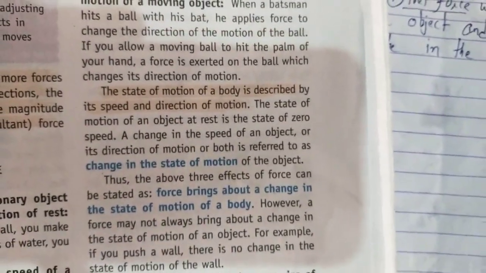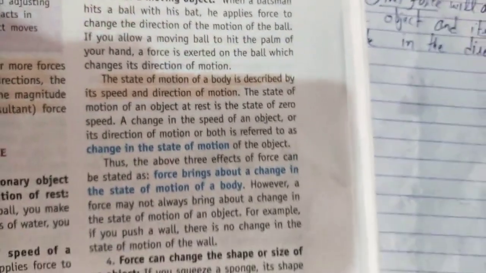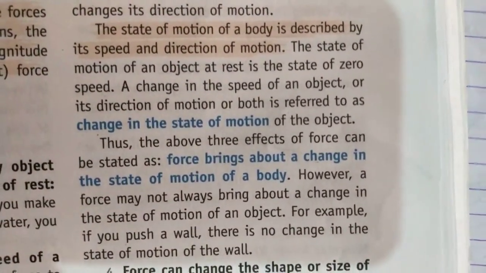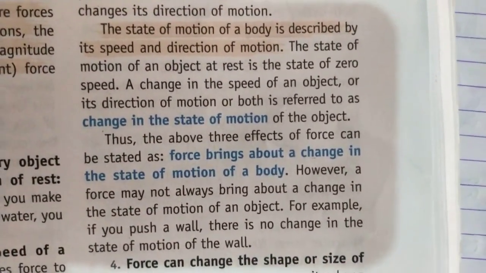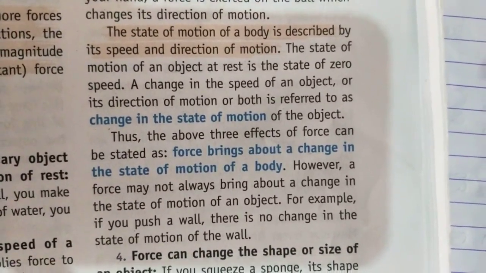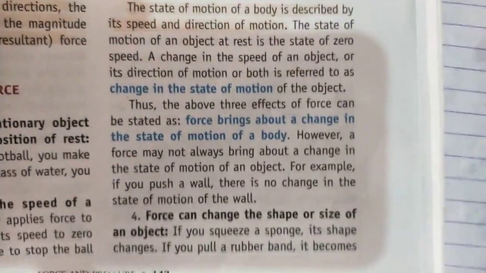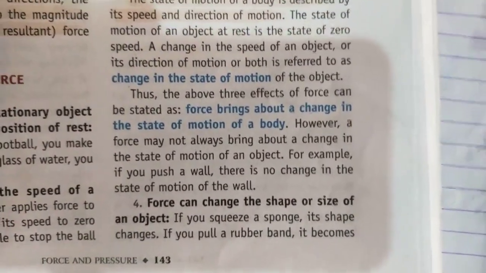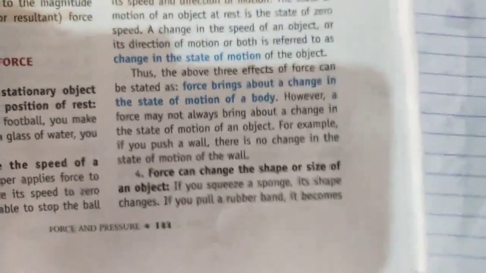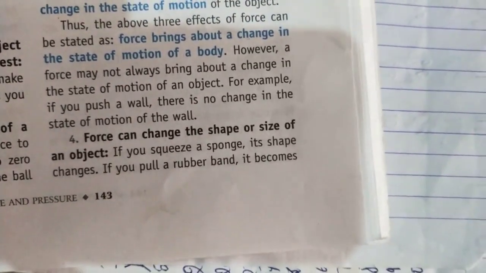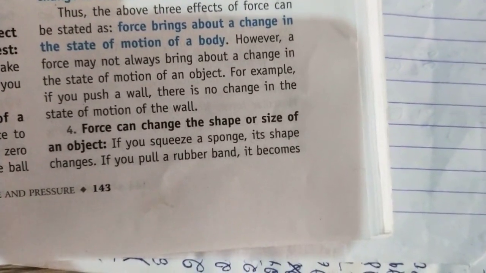The state of motion of a body is described by its speed and direction of motion. The state of motion of an object at rest is the state of zero speed. A change in the speed of an object or its direction of motion or both is referred to as change in the state of motion. Thus, the above three effects of force can be stated as: force brings about a change in the state of motion of a body. However, force may not always bring about a change in the state of motion of an object.